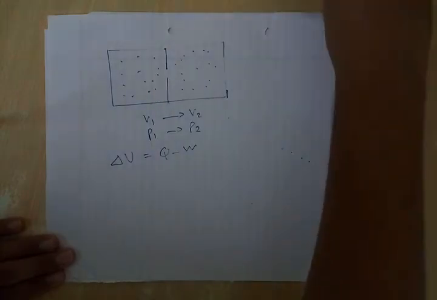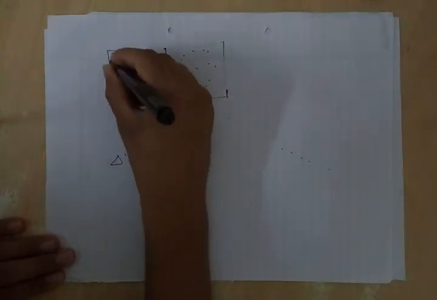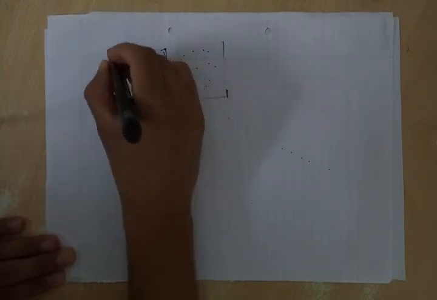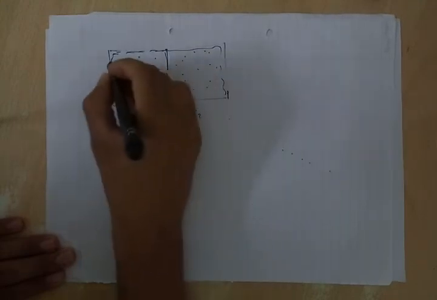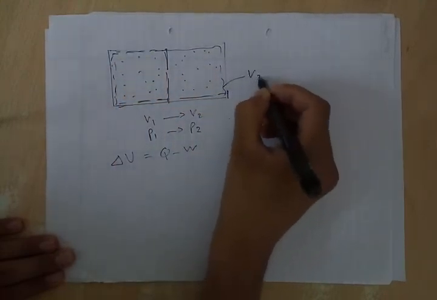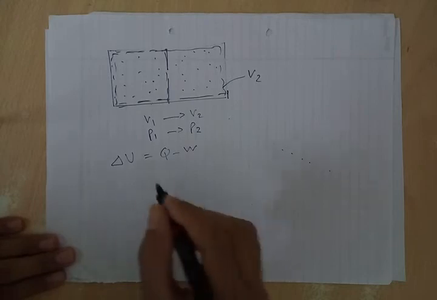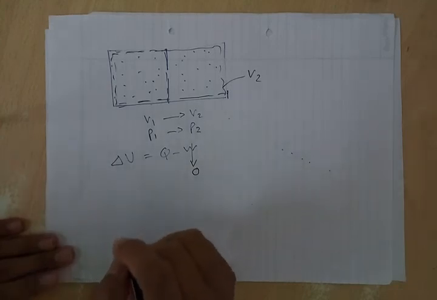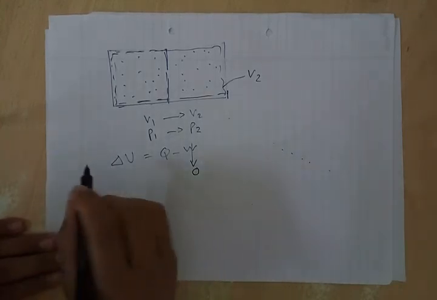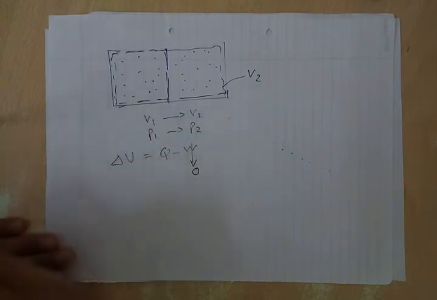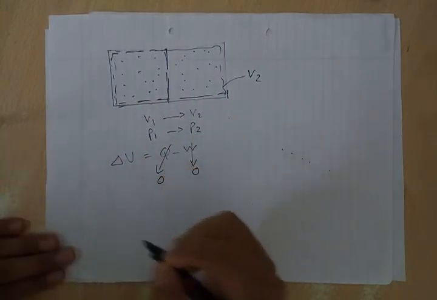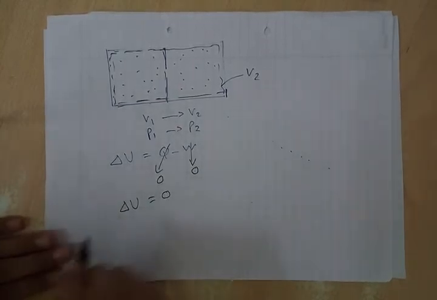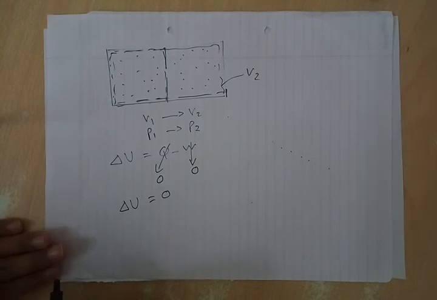So initially our system has that much volume V1, and finally it expands to this whole box, the volume of this whole box. This is V2. So this is free expansion of gas, so W will be 0, work done by the gas is equal to 0, and here no heat interaction between system and surrounding, so Q is also 0. So that means delta U of the system is equal to 0. So internal energy of the system doesn't change in free expansion.